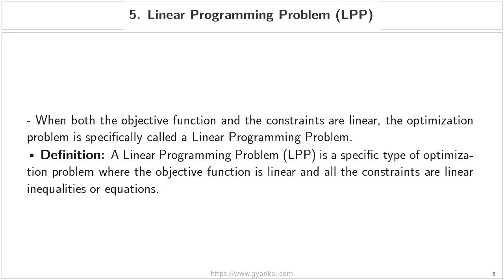To put it formally, a linear programming problem is a specific type of optimization problem where the objective function is linear, and every single constraint is expressed as either a linear inequality or a linear equation. Essentially, if there are no exponents or variables multiplied by each other in your formulas, you are officially working within the realm of linear programming. Now that we have defined our individual components, the decision variables, the objective function, and the constraints, it is time to bring them all together to define our main topic.